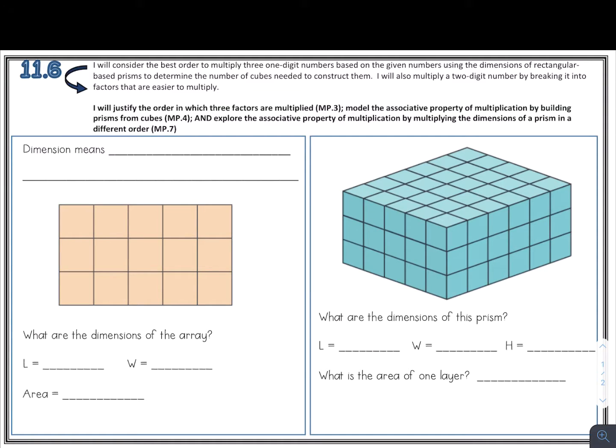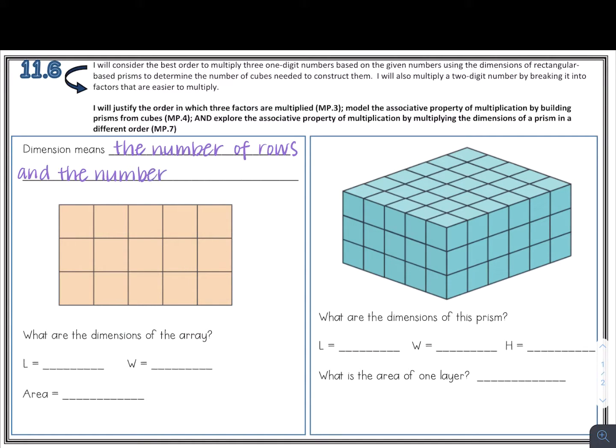Hi, fourth graders. For 11.6 today, we are going to multiply three one-digit numbers based on the dimensions of a rectangle or a rectangular prism. So let's define dimension. Dimension is the number of rows and the number of columns when we're looking at the first orange rectangle here.